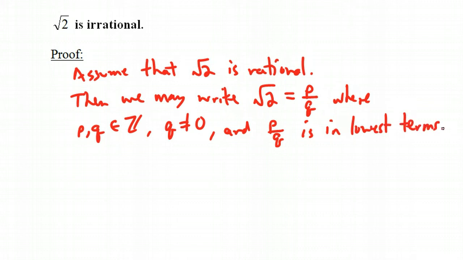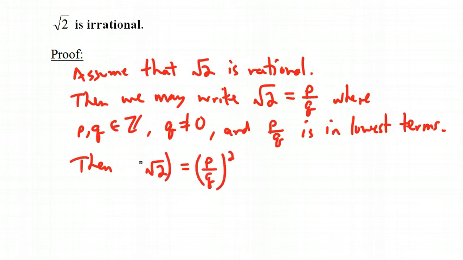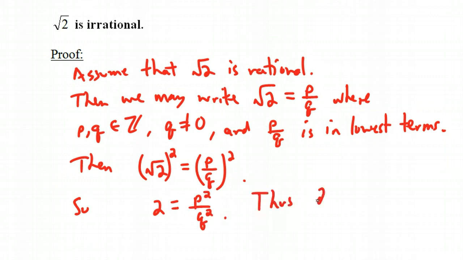Okay, I hope you can read my writing here. So if the square root of 2 is equal to p over q, then we can square both sides of that equation. If we square both sides of this equation, we get this. Okay, so 2 is equal to p squared over q squared. Thus 2q squared is equal to p squared.